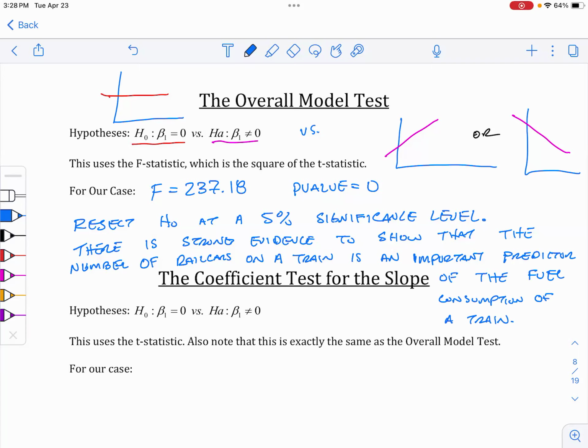So our interpretation now is about how our variables X and Y relate to each other, because that was the whole point. This hypothesis test says that if you end up with a horizontal line, there is no relationship. Regardless of the number of rail cars, that doesn't affect the fuel consumption. Logically, we know that not to be true, and that's why we rejected H0 and we say there is a relationship.